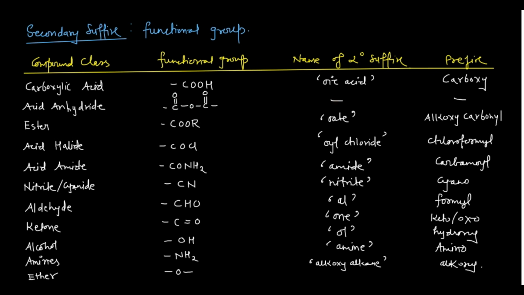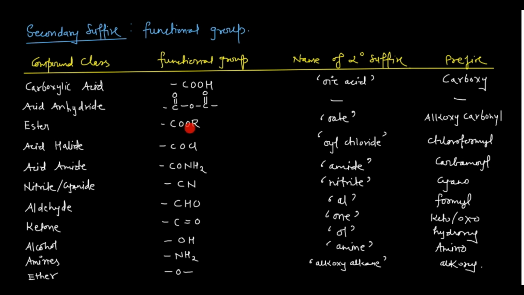And the third very important functional group is the ester, which is again a derivative of the carboxylic acid. What is the meaning of derivative? See, this is your COOH. When I replace the hydrogen of this carboxylic acid with R, R could be anything. R is your alkyl group, right? It may be your CH3, it may be your C2H5 and so on, right?